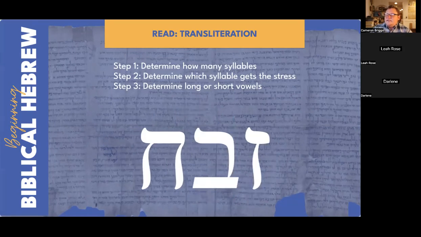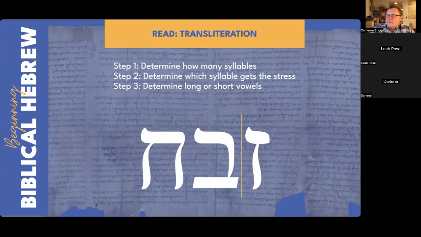All right, let's do this word. Again, this has the same sound. It's in that ah category. Zavach. Zavach means to sacrifice or slaughter.